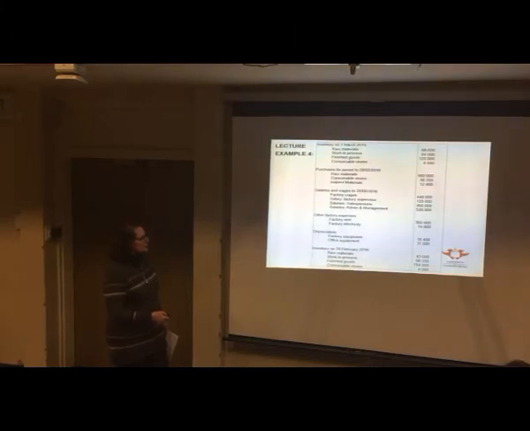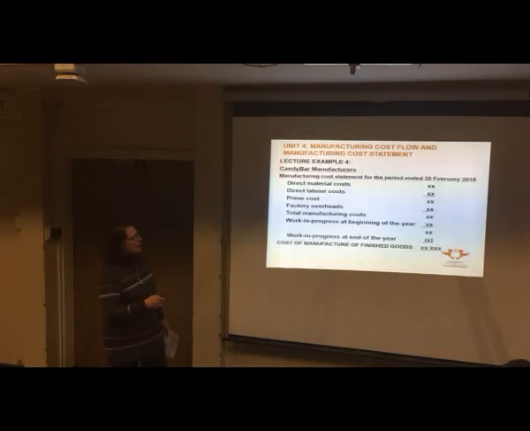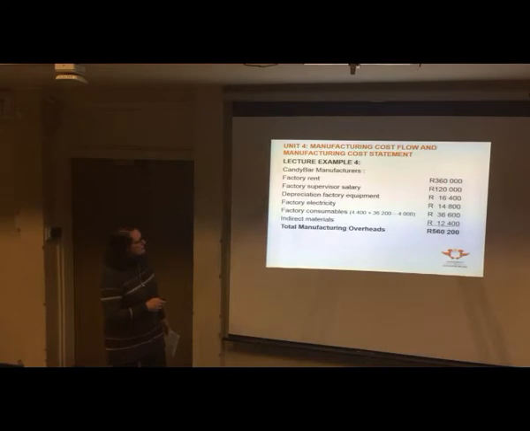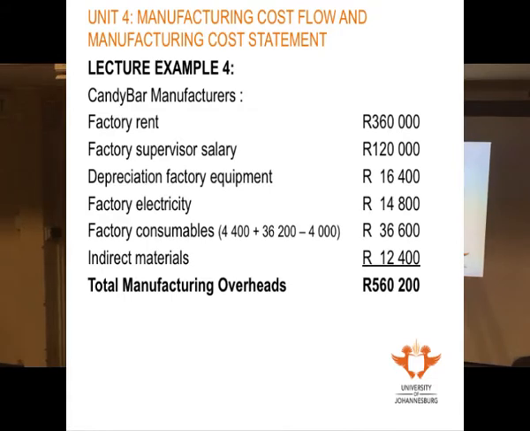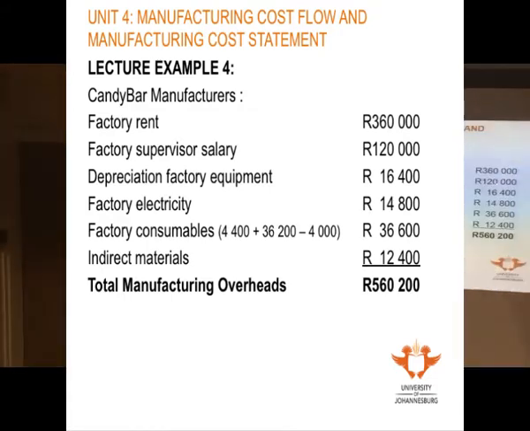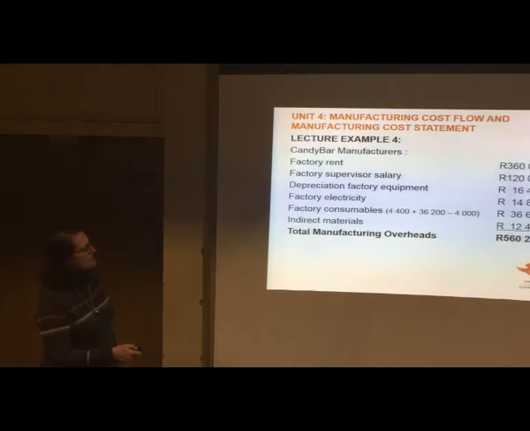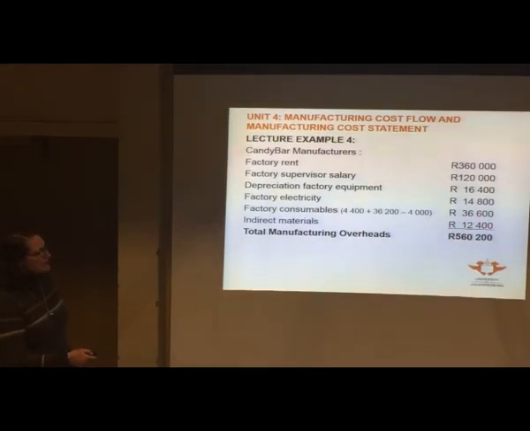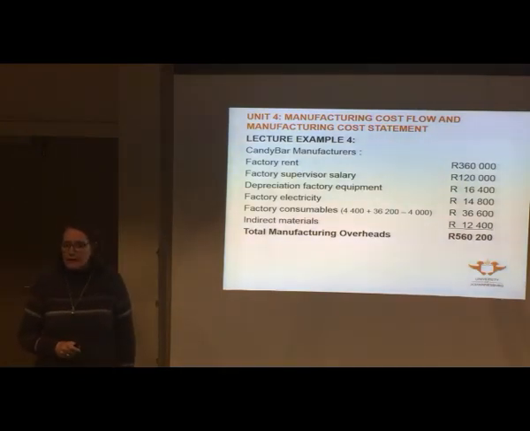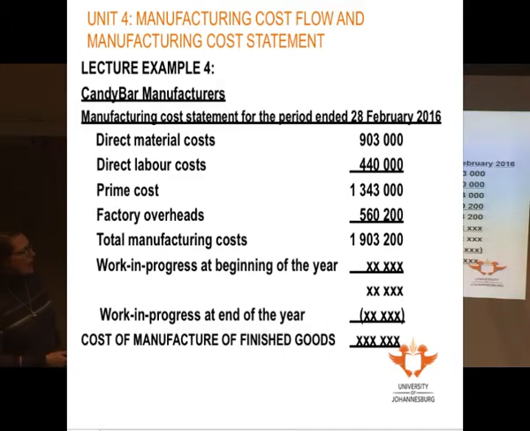And then we also need to calculate the consumable stores, which will be the opening balance of 4,400 plus the 6,200 minus the 4,000, and that is also part of our manufacturing overhead. Okay, so this is our total manufacturing overhead. The rest, the supervisor salary, the depreciation for the factory only, the factory electricity only, the consumables, plus the indirect materials gives us 560,200.